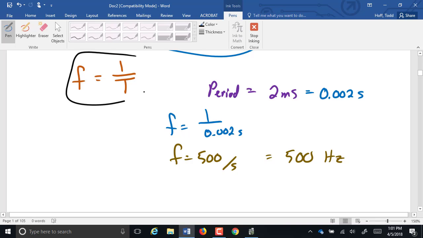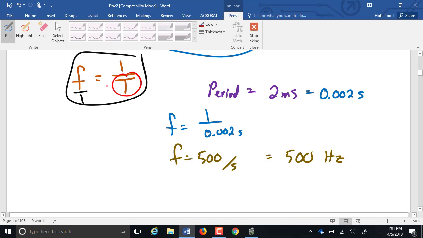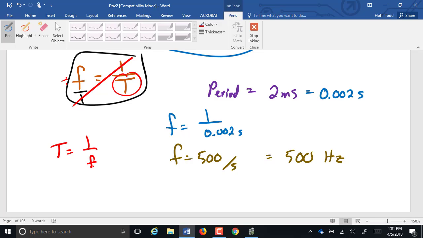If F is equal to 1 over T, if we set that up as a proportion, we can cross multiply and divide. I wanted to solve for T. What's 1 times 1? 1 divided by F. T is equal to 1 divided by the frequency, which makes sense. If the frequency is the reciprocal of the period, the period is the reciprocal of the frequency.